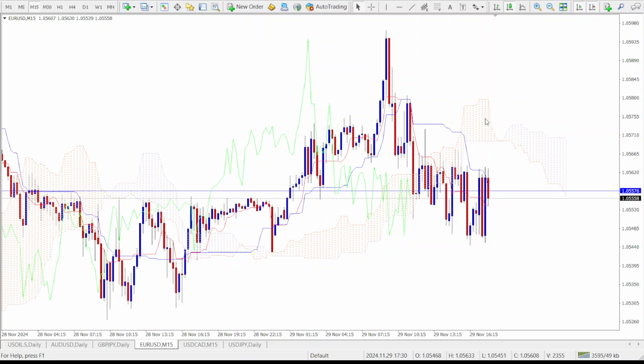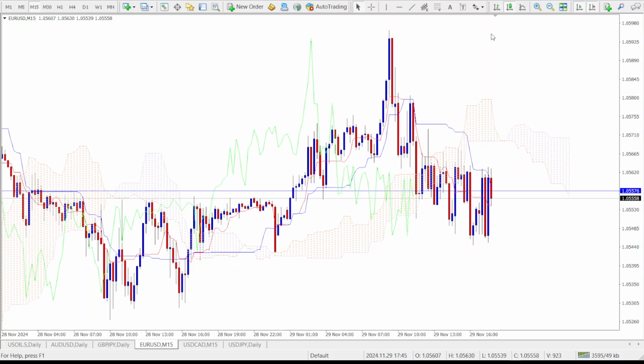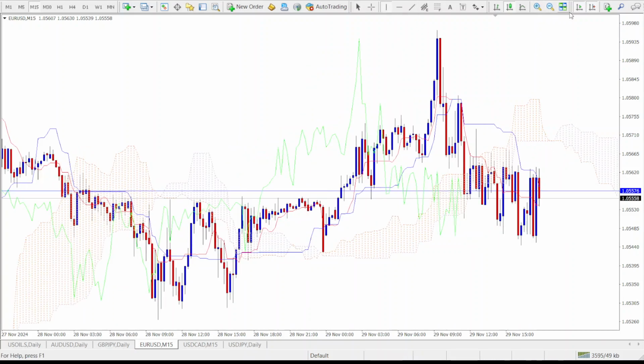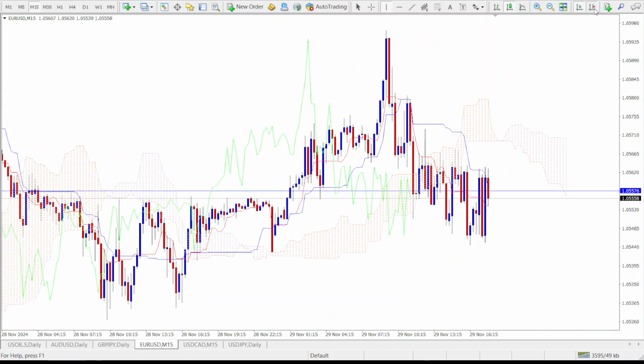This forward projection is a unique feature of Senkou Span A. While most indicators are based on historical price action, the Senkou Span A gives you a glimpse into the future. As you can see, it is going into the future. The indicator has already gone into the future, ahead of current price action.